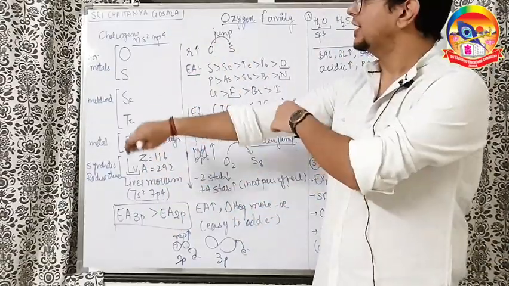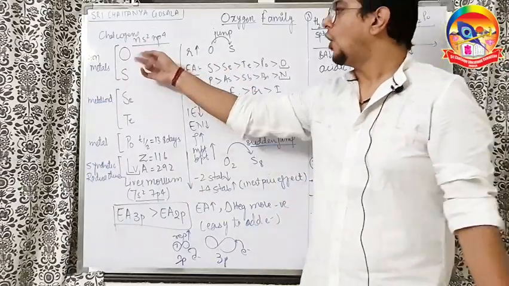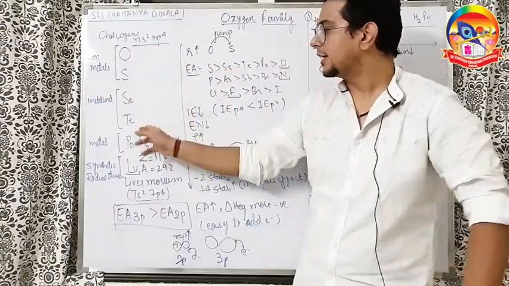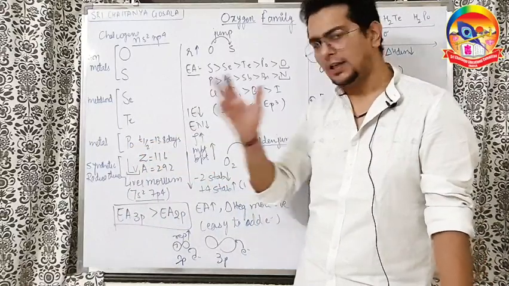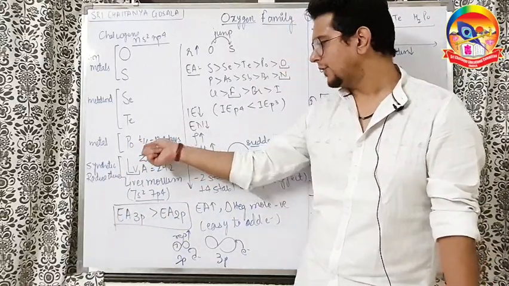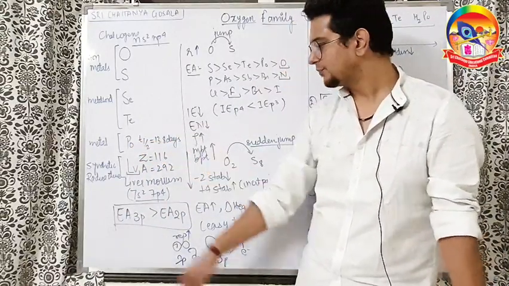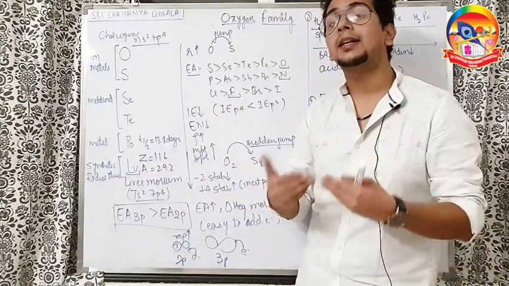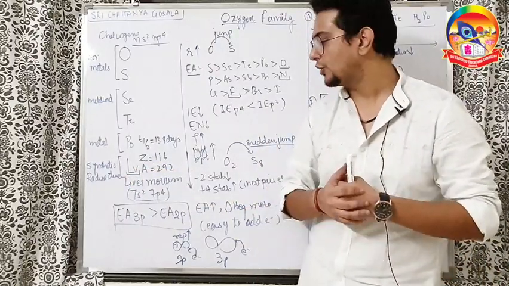The outermost configuration is ns2 np4. Oxygen and sulfur are non-metals. Selenium and tellurium are metalloids. Polonium is a typical metal, but it is also radioactive. Its half-life is 13.8 days. Livermorium is a synthetic radioactive element newly added in the periodic table.